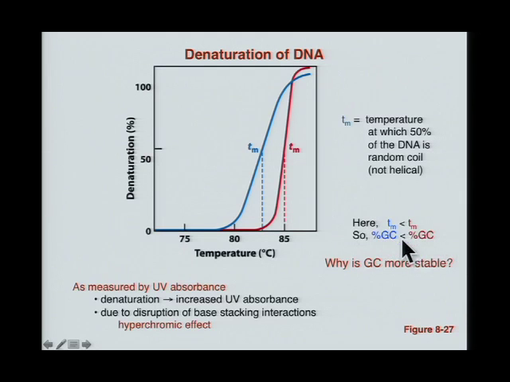So here I've shown that the one that has the higher melting point tends to have a higher percentage of GC in its sequence. Any ideas why it might be higher, based on what we've seen? Absolutely. It has three hydrogen bonds instead of two. The more GC, the more you'll have triply hydrogen bonded nucleotides, and that will tend to hold this thing together. And this effect, the increase of the UV absorbance, is called the hyperchromic effect.